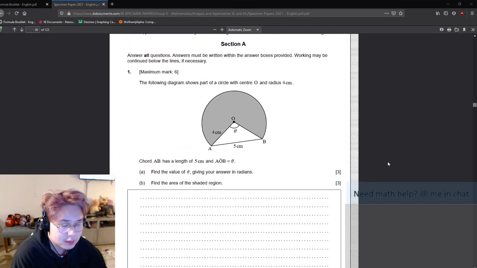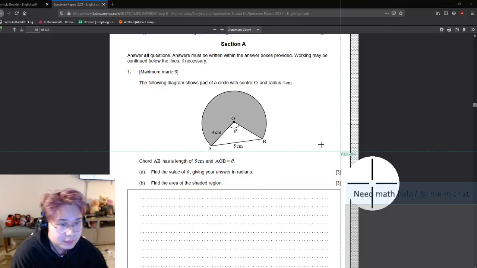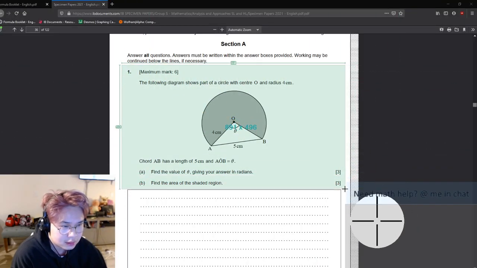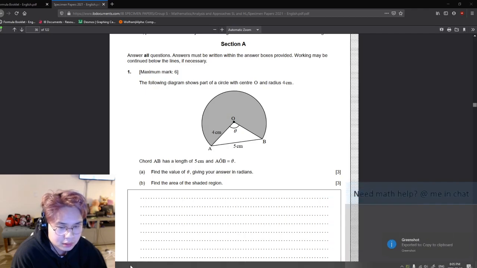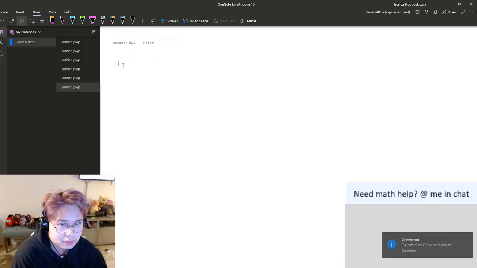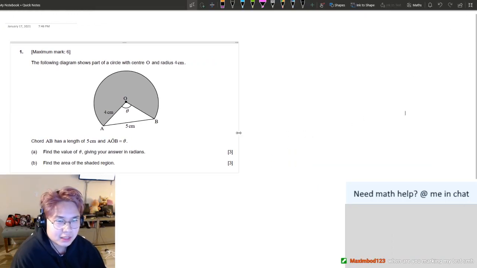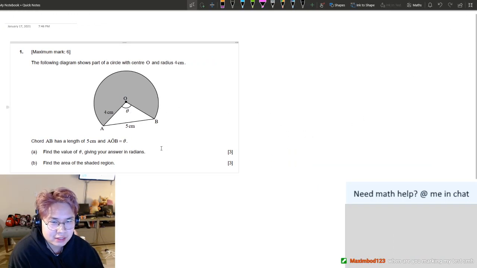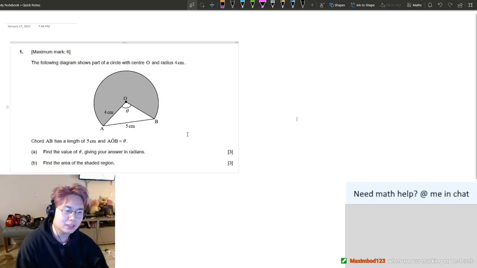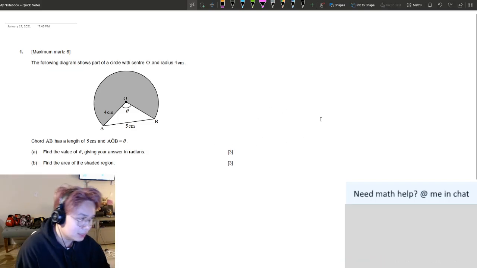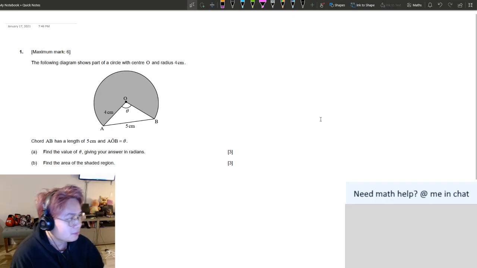So paper 2 is calculator, and then this question looks familiar. But let's see. You have a circle, you got a radius of 4, an angle here. Oh, I did this question. Didn't this happen last time too? I think so. Oh well, for the sake of starting fresh, I'm just gonna work through this anyways.